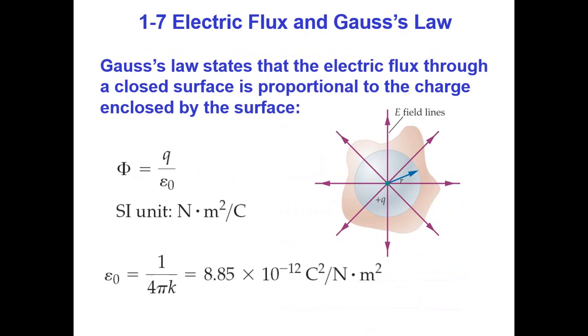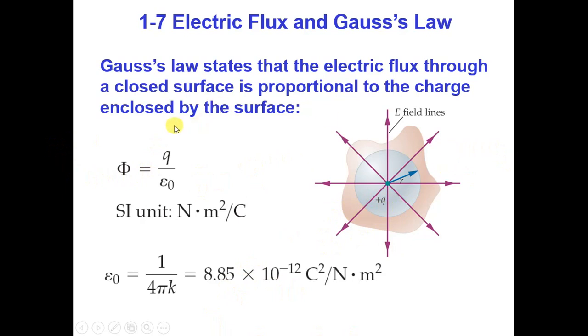Now see here, the electric flux and Gauss law. Gauss law states that the electric flux through a closed surface is proportional to the charge enclosed by the surface. It means how much charge is there. This phenomenon is expressed as flux equals charge upon epsilon zero.